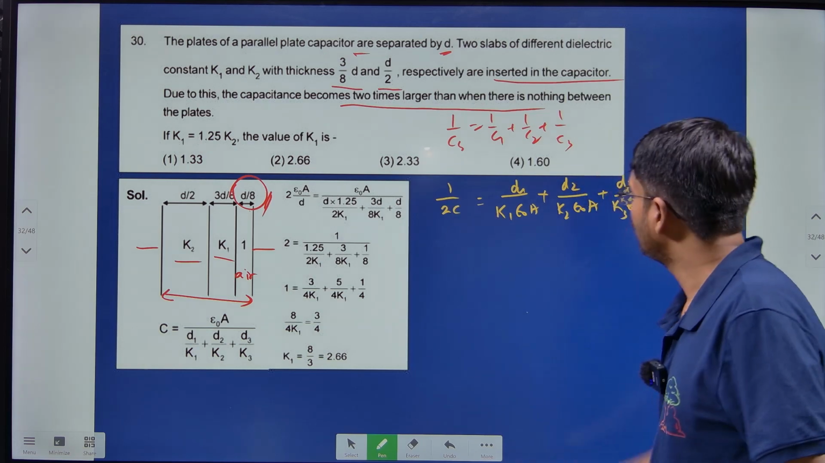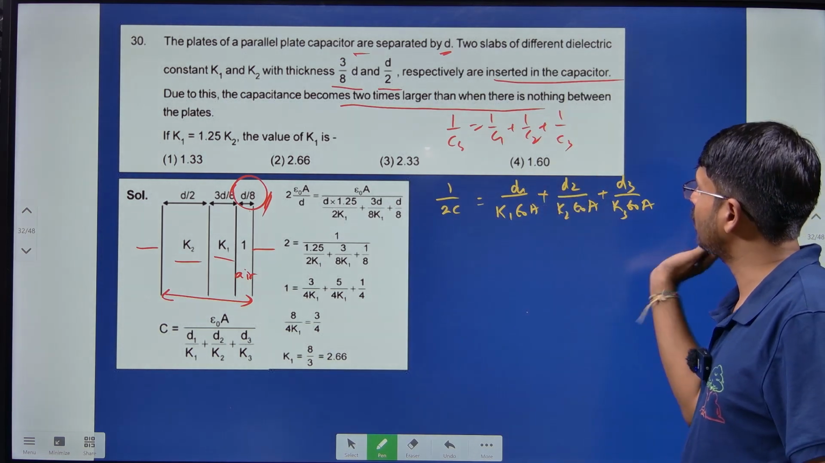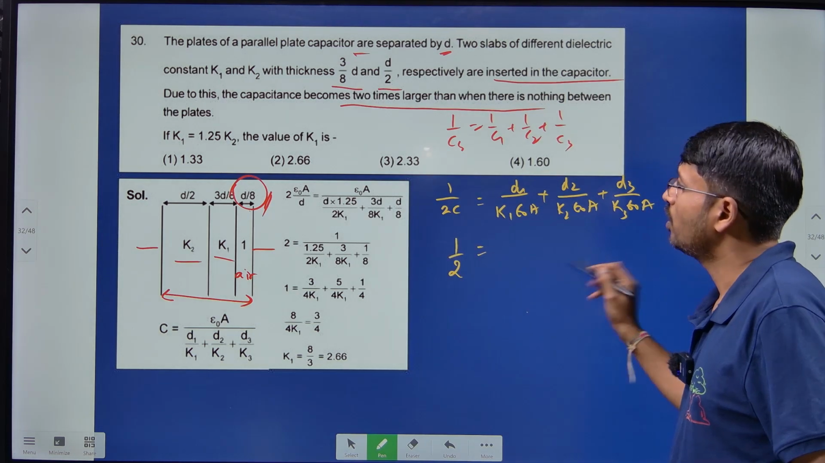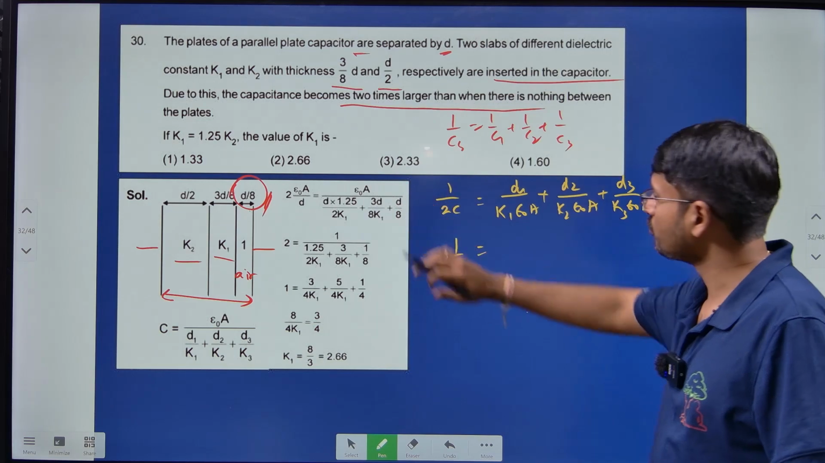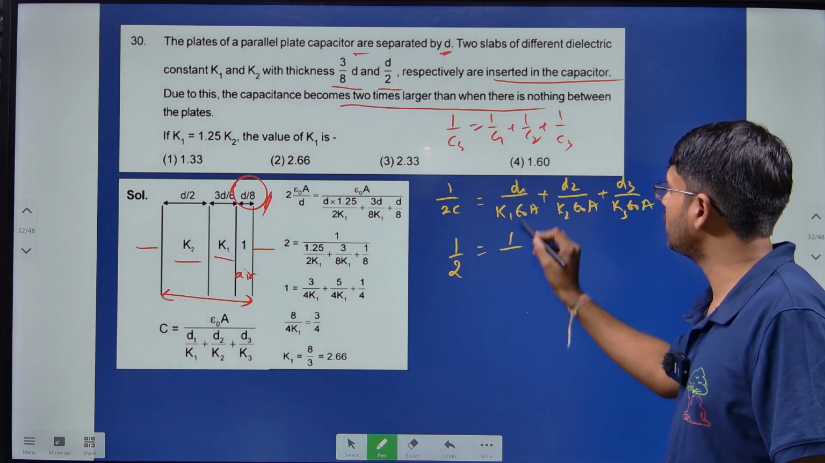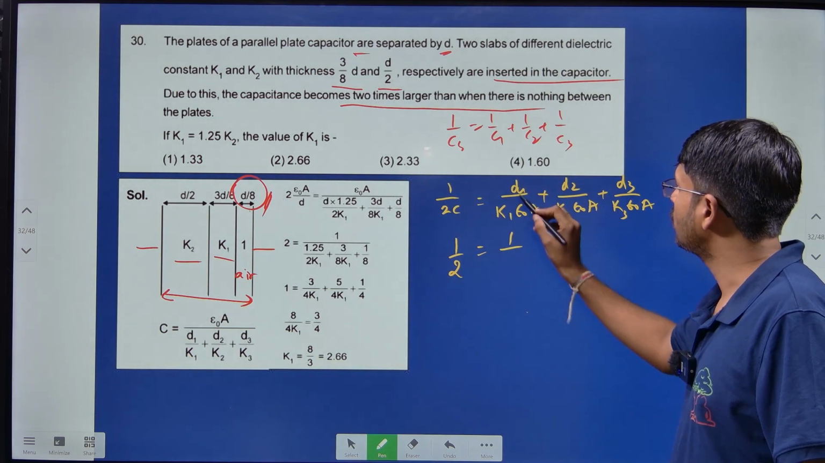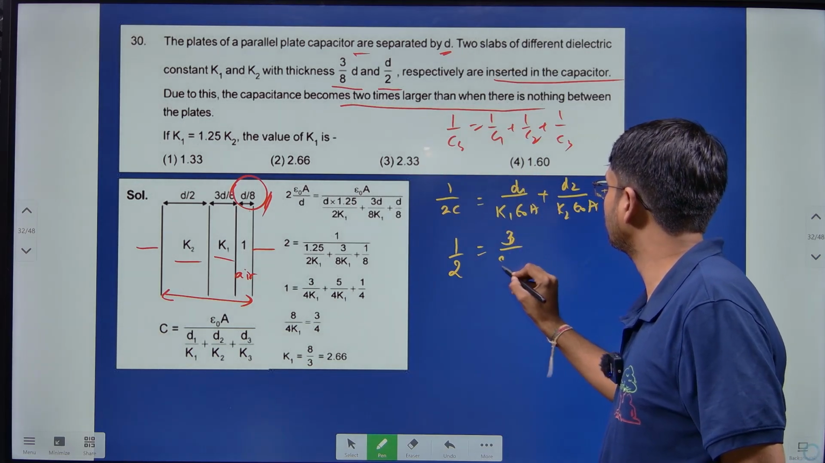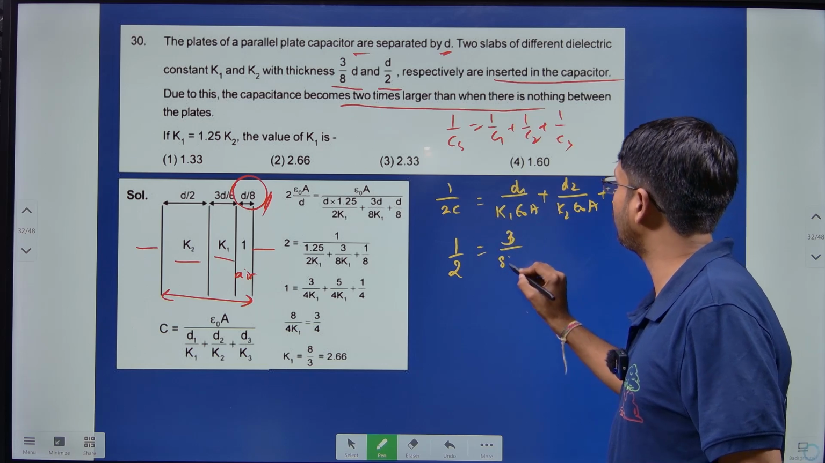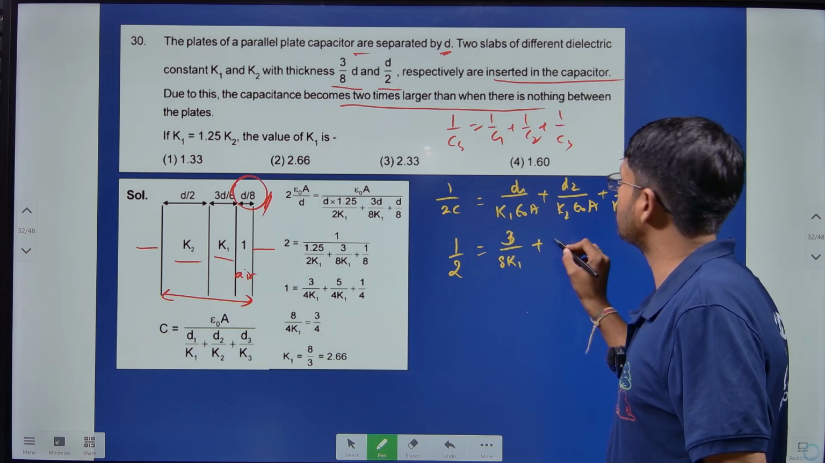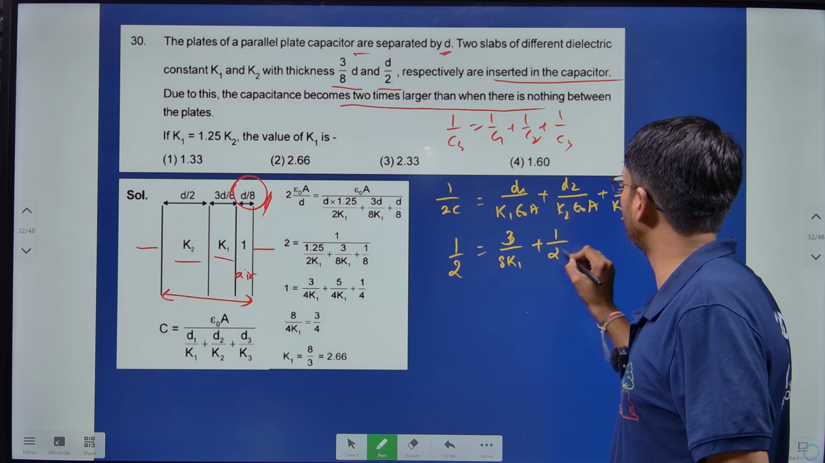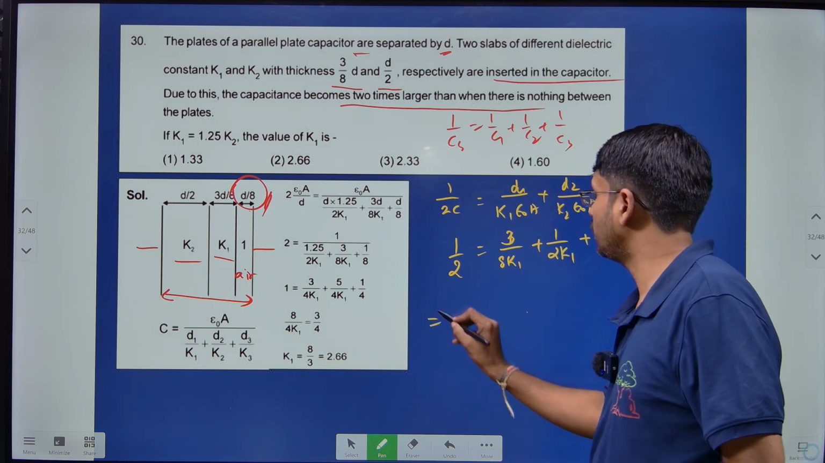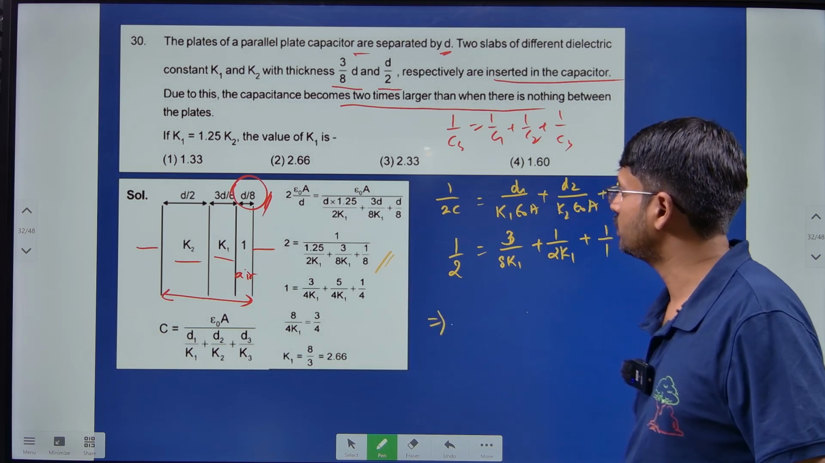They have given it. We know that F naught A by D is C, we can take it as common and cancel the C, so we are left with 1 by 2 equals to. That is simplified here. Here we substitute D1, which is 3 by 8 K1, plus 1 by 2 K1, plus 1. When you simplify this, we get this particular form.